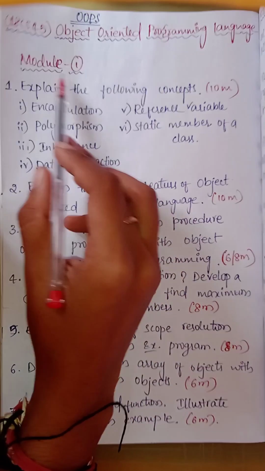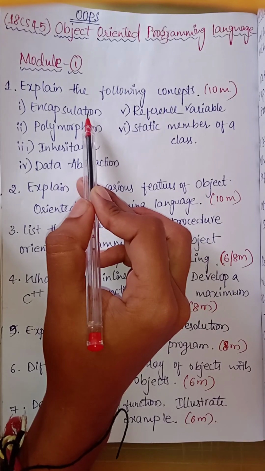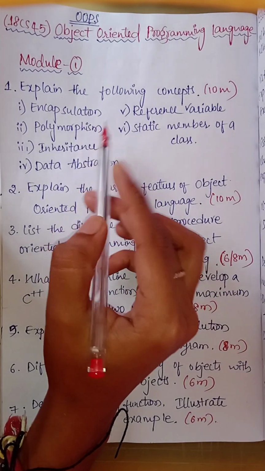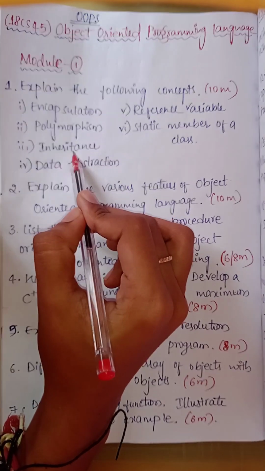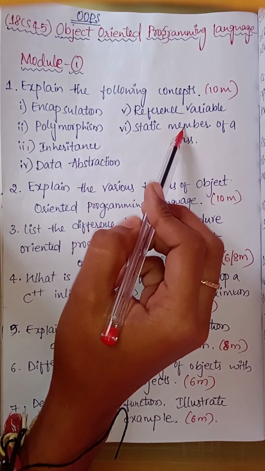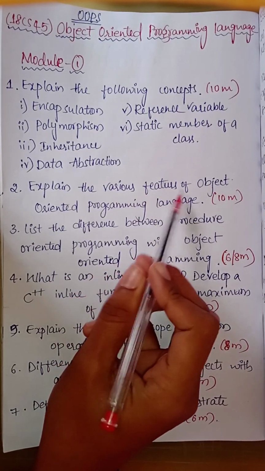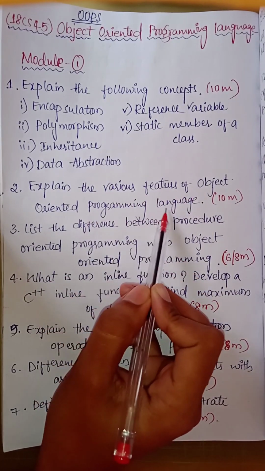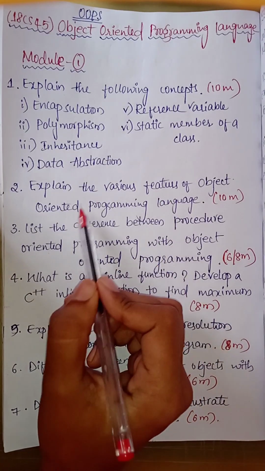Let's see. In the first module: explain the following concepts like OOPS concepts: encapsulation, polymorphism, inheritance, and data abstraction. We have to study these with example. Reference variable and static member of a class. Explain the various features of object oriented programming language. OOPS features we have to explain.